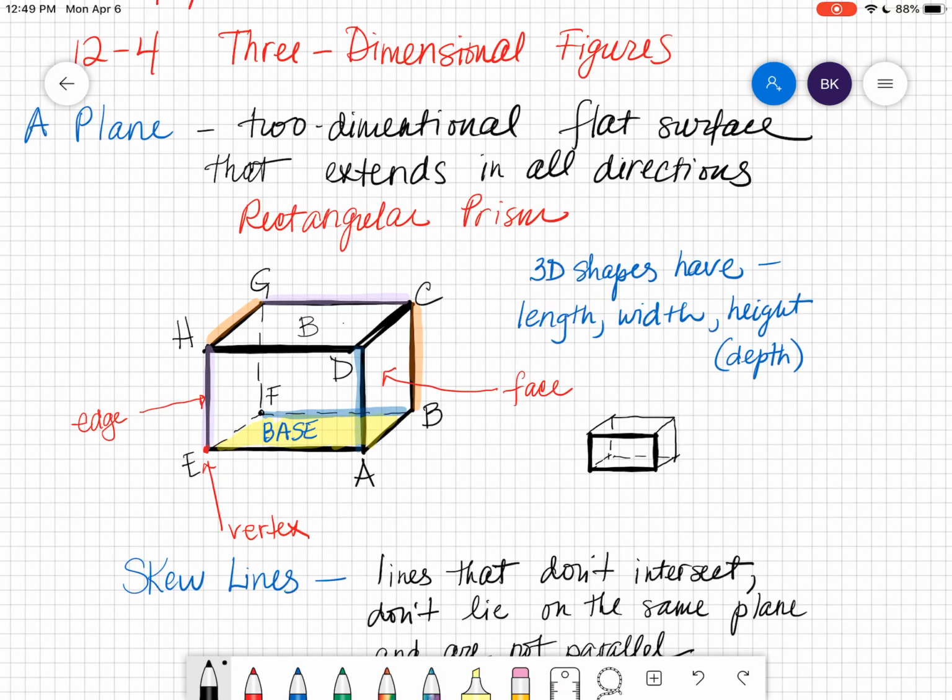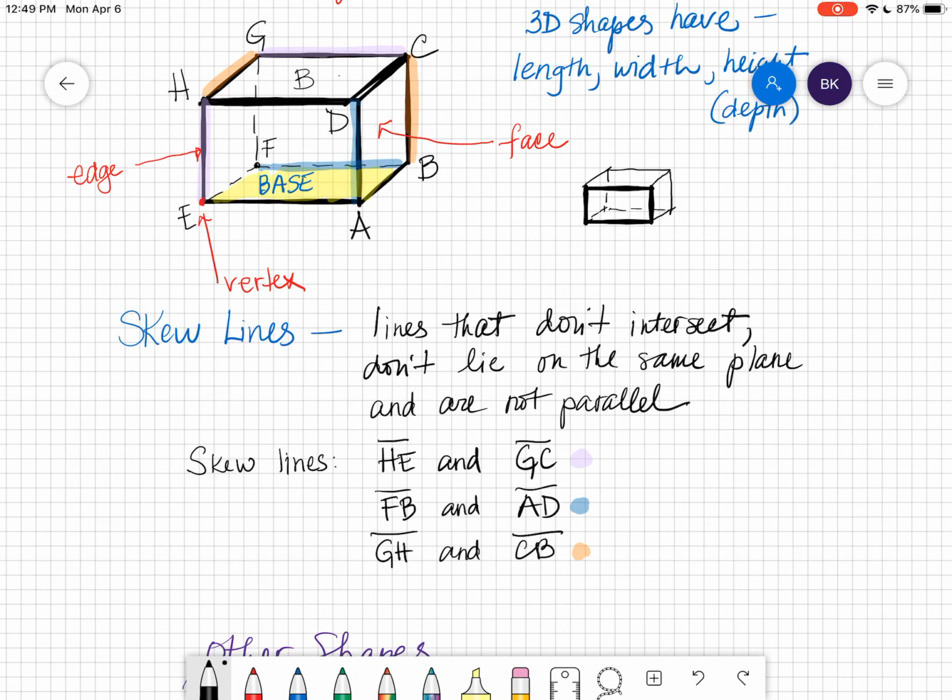And let's see, anything else that I wanted to show you? No. Talking about skew lines, they don't intersect, they do not lie on the same plane, and are not parallel. Okay, so let's take a look at some of the examples.